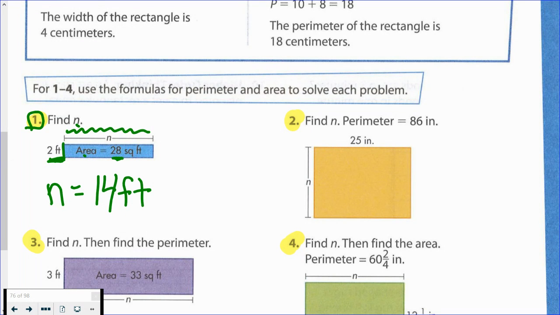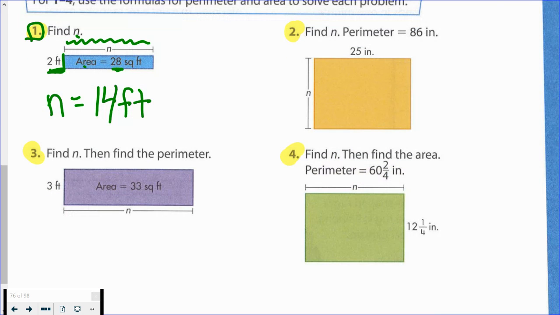Okay, let's try one more together. Okay, number 4. And here's why we're doing number 4 together. Did you notice there's a fraction thrown in there? Okay, we didn't really practice that yesterday. So let's look at number 4 together. Okay, find n. So again, we're being asked to find the measure of this top side. Then find the area. Ooh, whoa, they're asking us to find 2 things. All right, don't panic. We can do this.